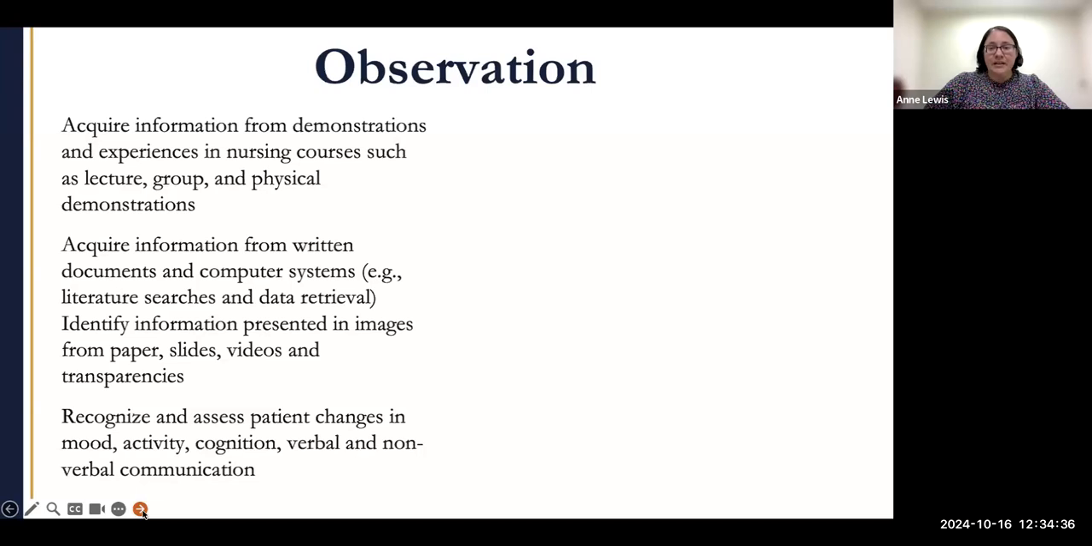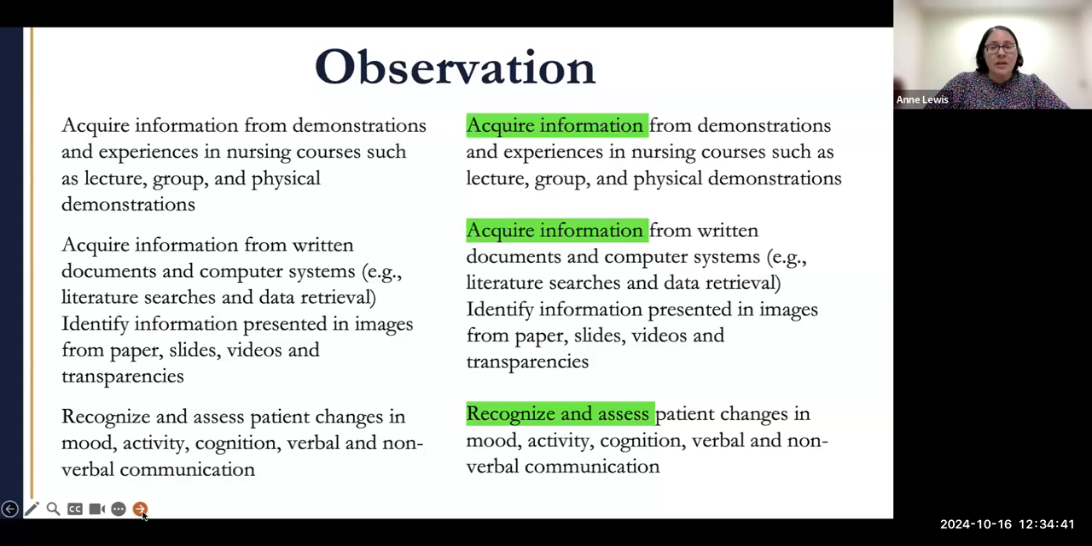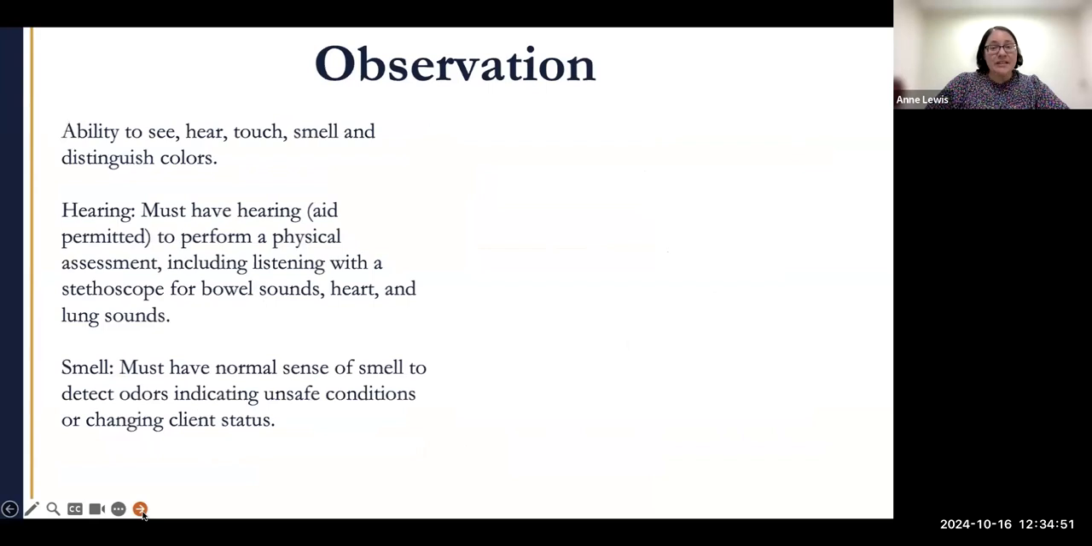Yes, great. Great job. Yes, and our team came up with something very similar. Acquire information and recognize and assess. Wonderful job, everyone. So now let's look at some examples in the same domain that aren't as disability inclusive.